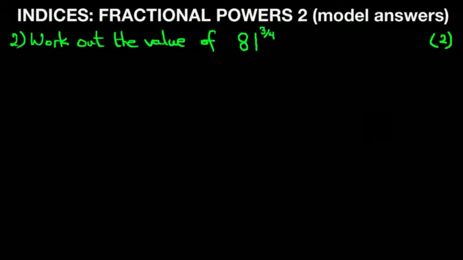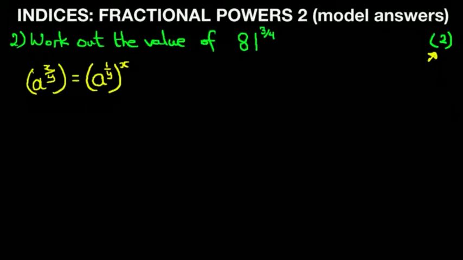Now let's move on to our next question. Number 2. Work out the value of 81 to the power of 3/4. 81 to the power of 3/4. And again, the first thing to notice is that this is a 2-mark question. So the formula we're going to use is the same one we used last time. We have a to the power of x over y. That equals a to the power of 1 over y to the power of x. So we have separated the x over y.